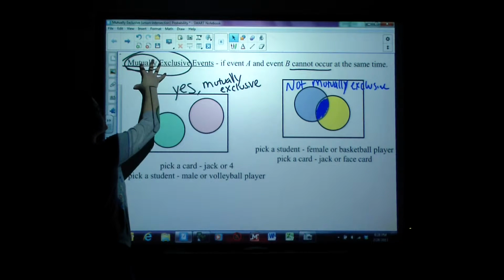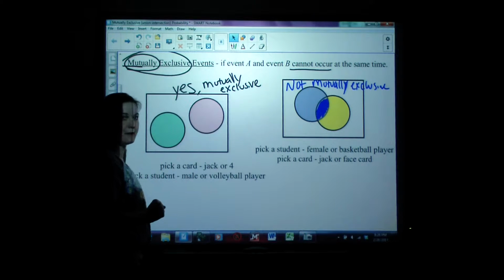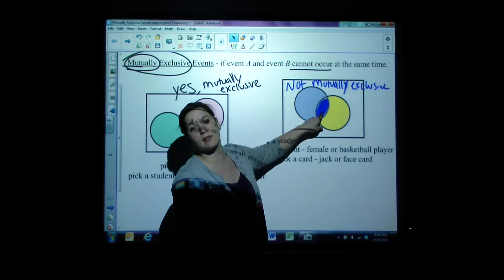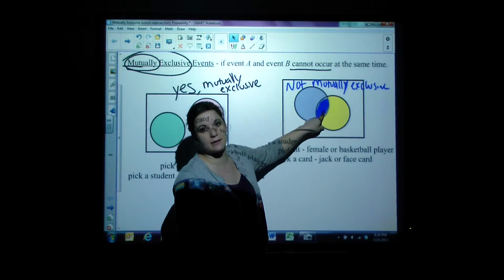So, mutually exclusive means you cannot happen at the same time. Not mutually exclusive means there's some kind of overlap or intersection of the items.